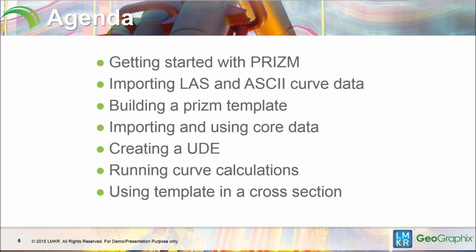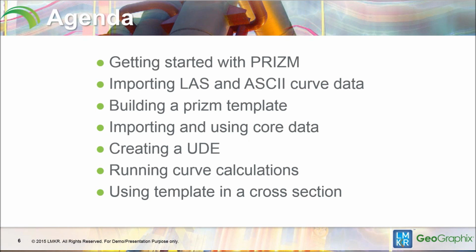We're going to be importing alias and ASCII curve data into our project here. We'll be building a PRIZM template and then importing and using core data within that template. We're going to create a UDE, or a user-defined equation, so that you can define your own curves and see what we can do with that data. Then we'll run some curve calculations and save that data out into Zone Manager.